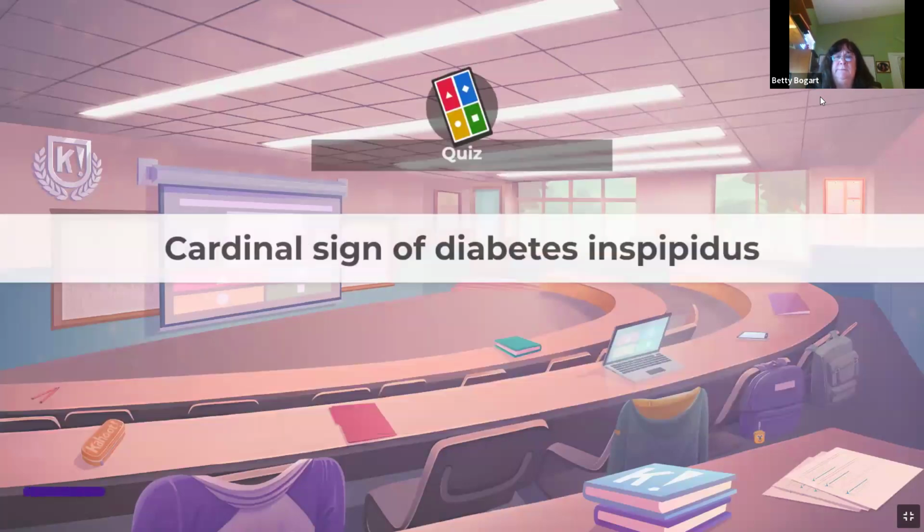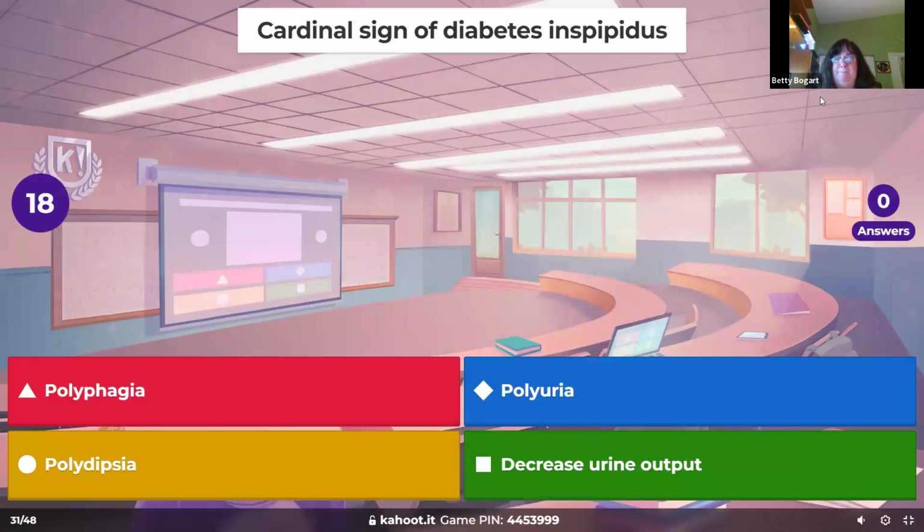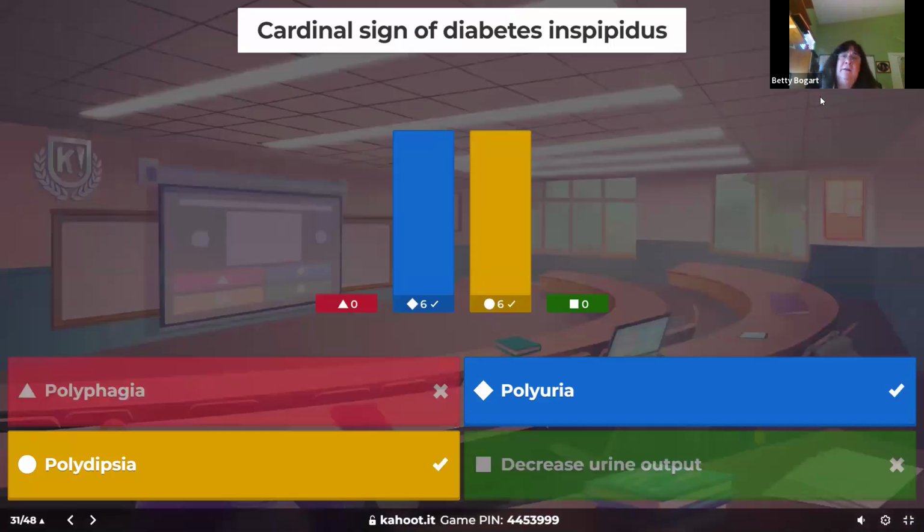A multi. Cardinal sign of diabetes insipidus. Explained it earlier. Let's see if you remember. So it's the posterior pituitary gland, and it's all about fluid. Excellent. Drinking and urinating. Yes. When do you add on the polyphagia? Diabetes mellitus. Good job.